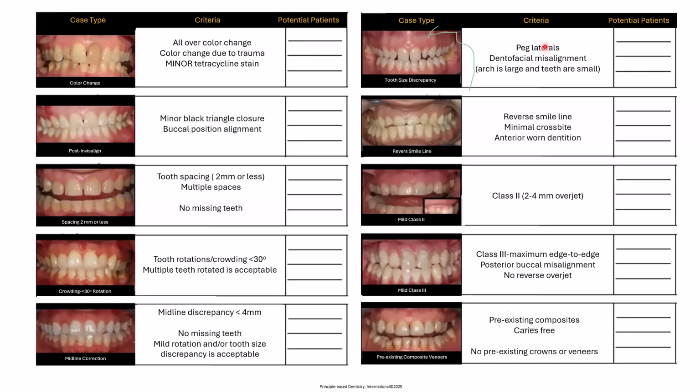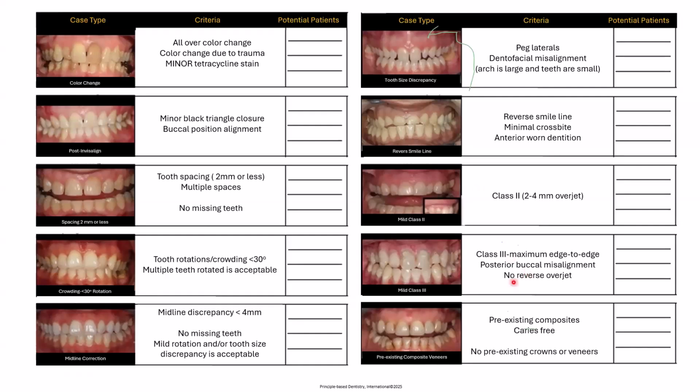If they've got peg laterals or they've got some small teeth and just not a very aesthetic smile because of the tooth size discrepancy, that would be a perfect case. As you saw before, if they've got the reverse smile line where their anterior teeth are worn and look short, that would be a good case. If they're class 2 or 3, possible cases, right? So, your instructor or your mentor would be somebody good to say, okay, here's my patient. What do you think? Would this be a good case to do?